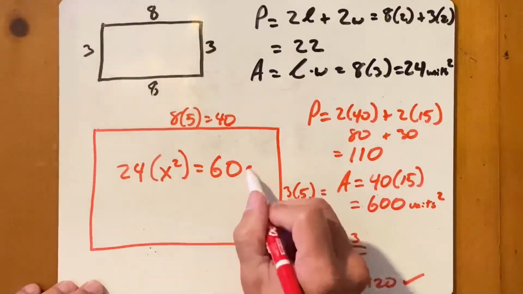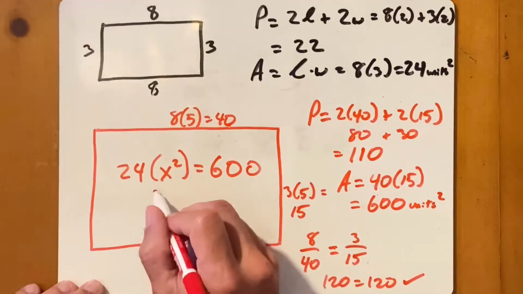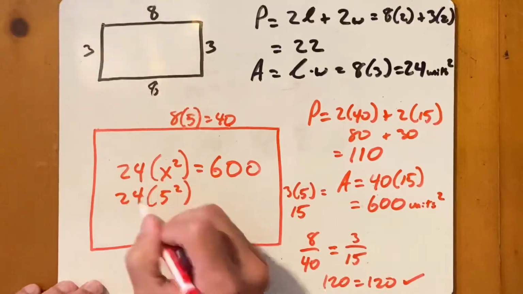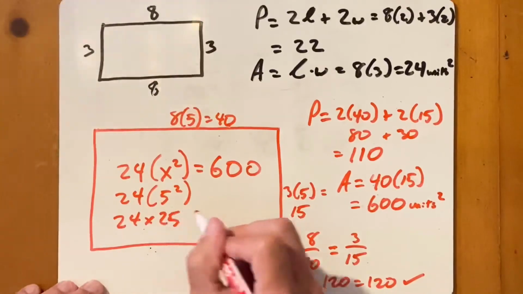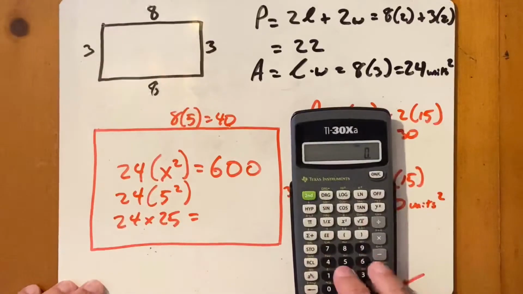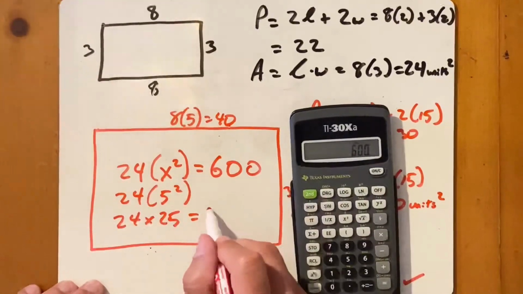Okay, so if we figure out what x is going to be, this is going to be our scale factor. So our scale factor is 5. That means 24 times 25 should equal 600. And as you can see, it does.